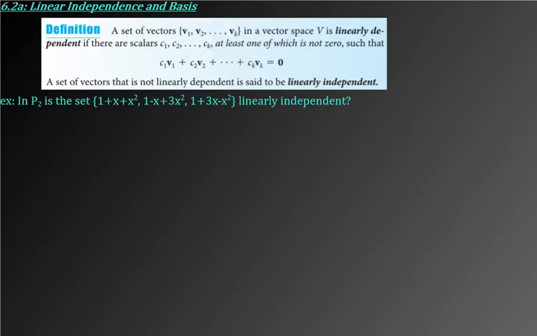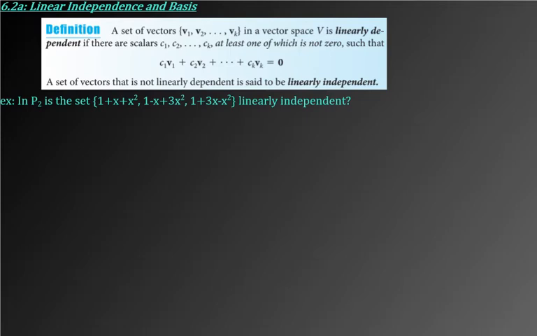A set of vectors here is linearly dependent if there are scalars c1 through ck, at least one of which is not 0, such that this whole combination of them equals 0, right? That's the standard definition of linear dependence. And if the only way to make this equal 0 is to have all of those coefficients equal 0, then it's linearly independent, okay?